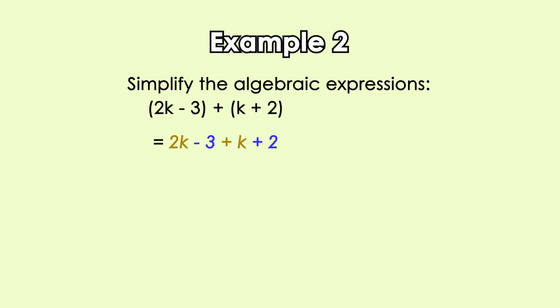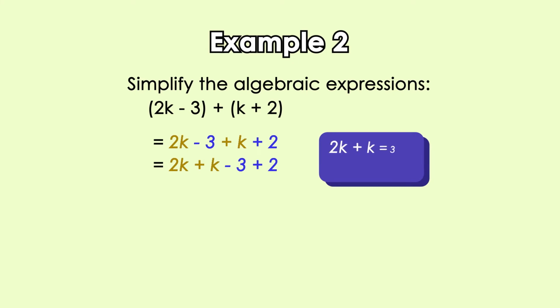Boys and girls, to group the like terms, we must move the terms together with the sign in front of them. Would you like to try rearranging the terms? Good! We will get 2k plus k minus 3 plus 2. Now, add and subtract the like terms.